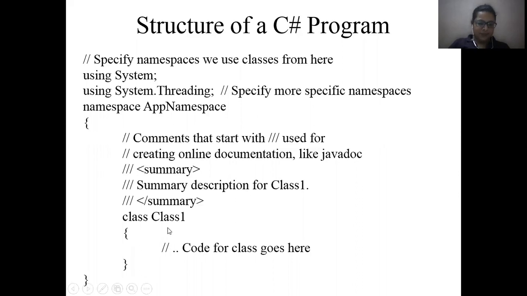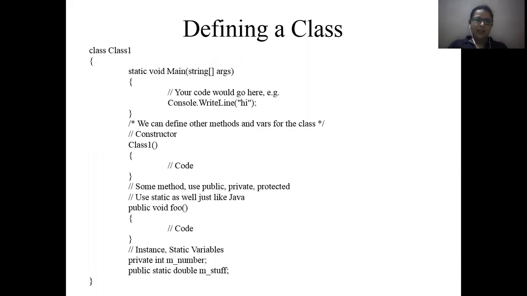Next, we specify the class. Suppose we have an example of class 1, and then start with our class program. Here is the example of C Sharp code. Here I specify class 1. Here I specify static void Main. Here the process of our main function or main program will be executed.